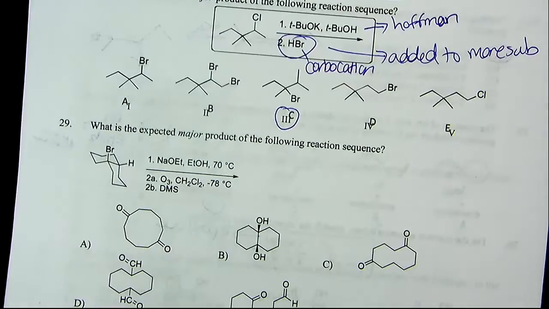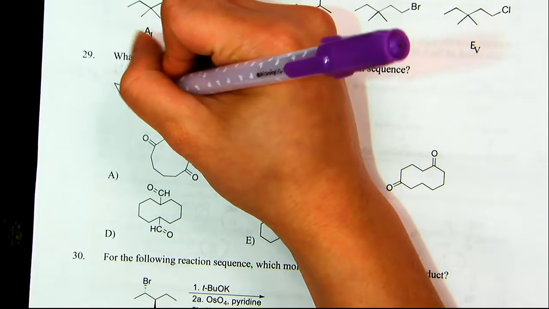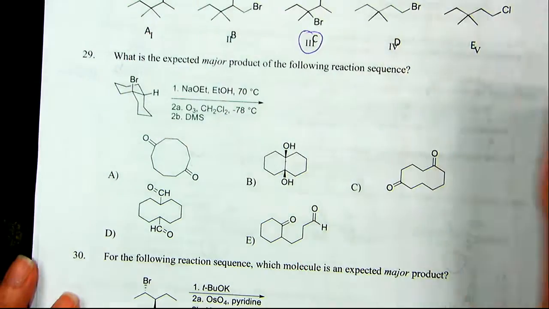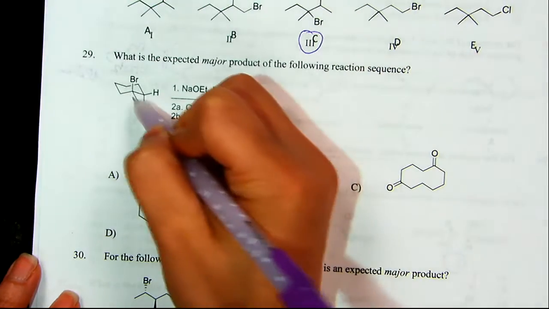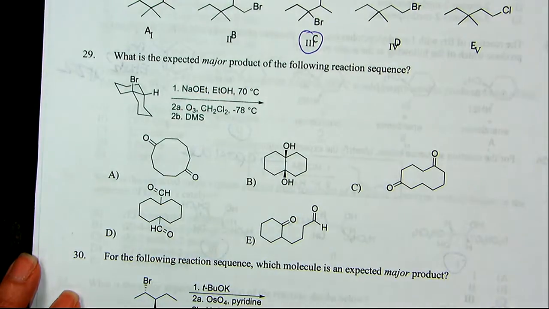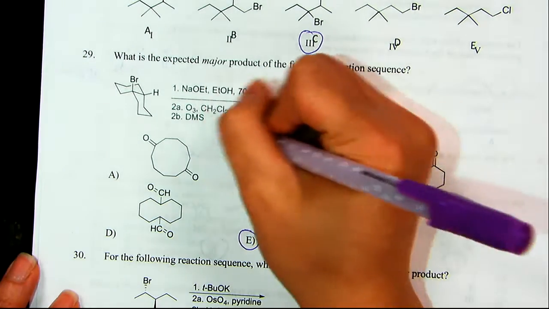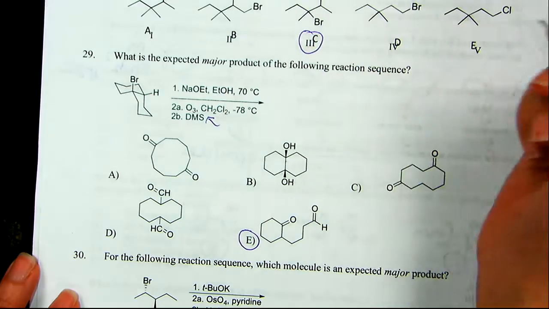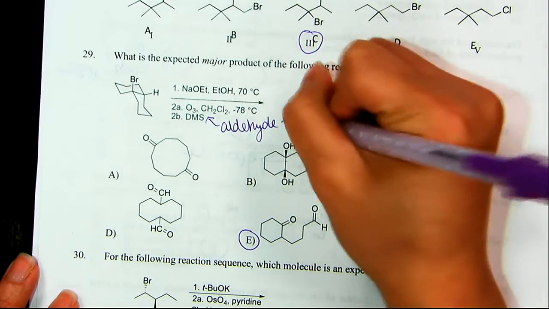Okay. Number 29, when you eliminate, you can't eliminate at this position because they're close to each other. You can't eliminate because they're at the same position to each other. So you have to eliminate either here or here. When you eliminate from either direction, you cleave it, and you should get E. And again, you should form an aldehyde and a ketone because you form this one.